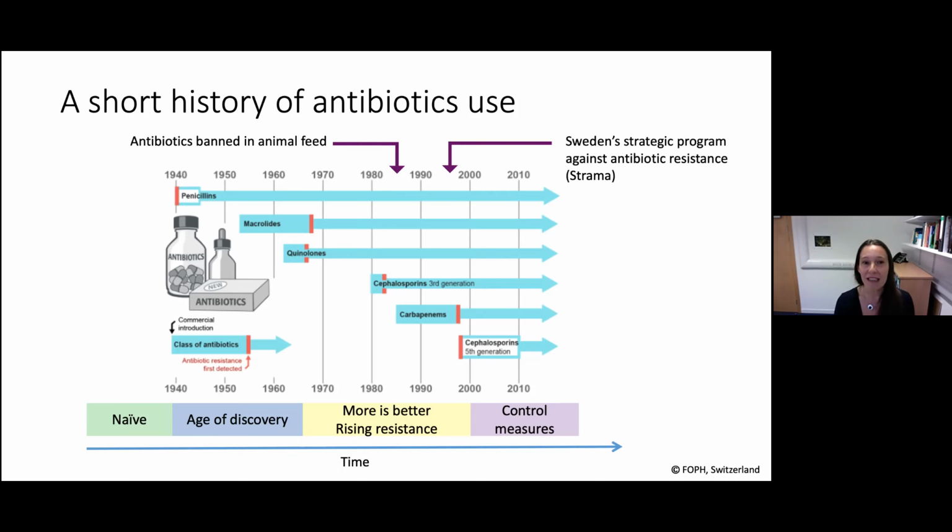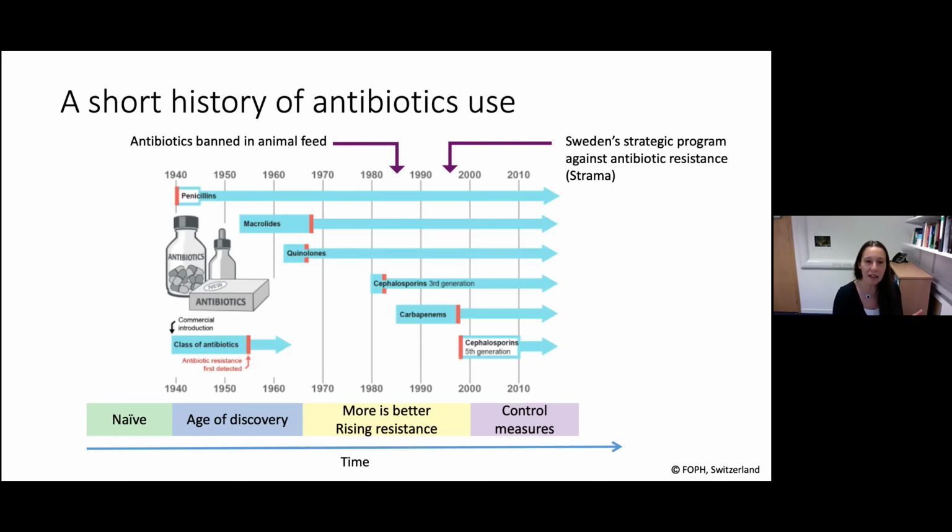And in the mid-1990s, Sweden introduced a strategic program against antimicrobial resistance, which is called STRAMA, which controls the sales of antibiotics in the biomedical sector. And having lived in Sweden for 7 years, I can tell you from personal experience that it's almost impossible to get antibiotics prescribed unless everything else has been tried. So it's a very powerful and very strong program that encourages antibiotic stewardship.